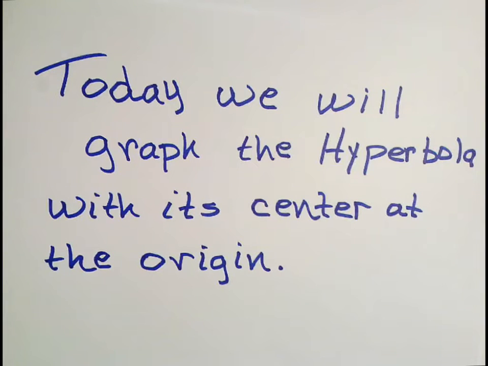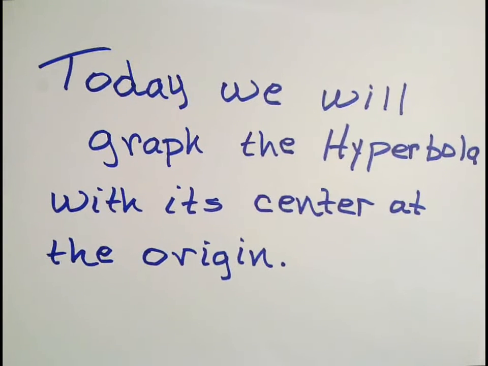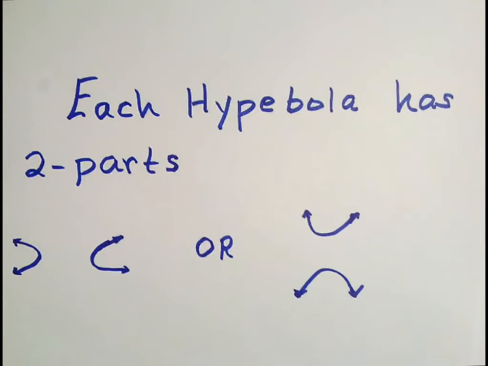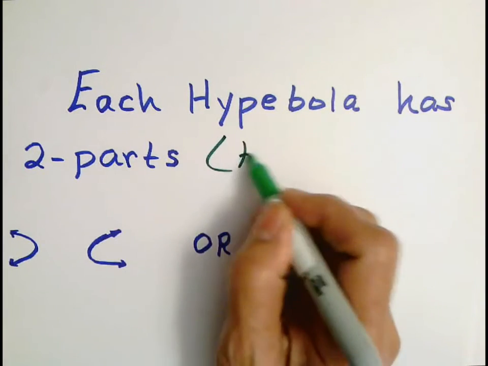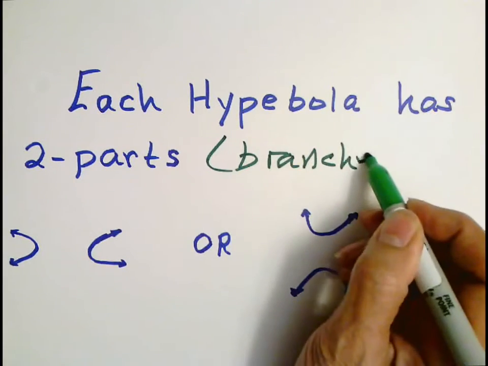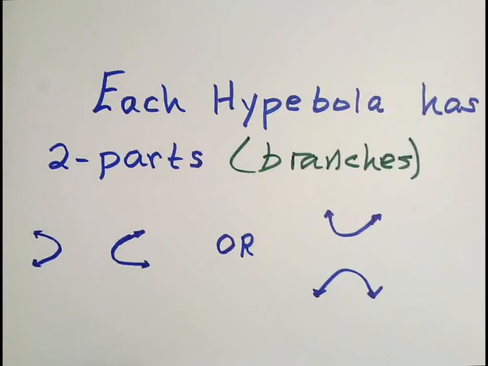Remember that there are four conics: the circle, the parabola, the ellipse, and the hyperbola. Today, we will graph the hyperbola with its center at the origin. Each hyperbola will have two parts or two branches. Some books use branches. That's why I'm putting that there.